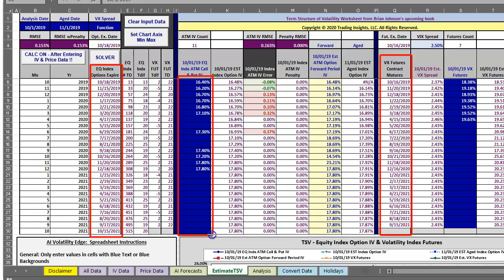If you enter data here for the at-the-money implied volatilities, enter the futures prices in this column, then use Solver to solve for the best fit, you will be able to use that same data and import it directly into the analysis worksheet. Please see the second demo and my upcoming book for a more detailed explanation of how to use this worksheet. But for now, let's move on to the analysis sheet, which uses this actual data to perform a rich cheap analysis for the entire term structure of volatilities.